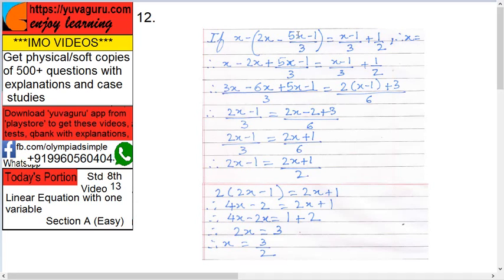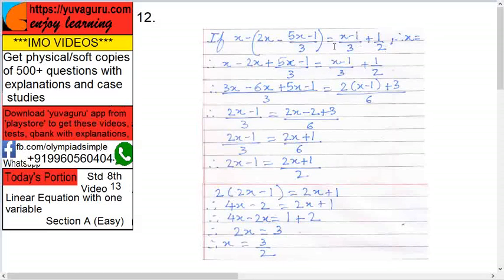minus 1 upon 3. See this, 5x minus 1 upon 3 equals x minus 1 upon 3 plus 1 upon 2. Then find x. That is what is required. So just solve this. X minus, open the brackets. See this, minus into plus minus, minus into minus plus, and this 5x minus 1 upon 3 as it is. Okay. And this as it is, x minus 1 by 3 plus 1 by 2.